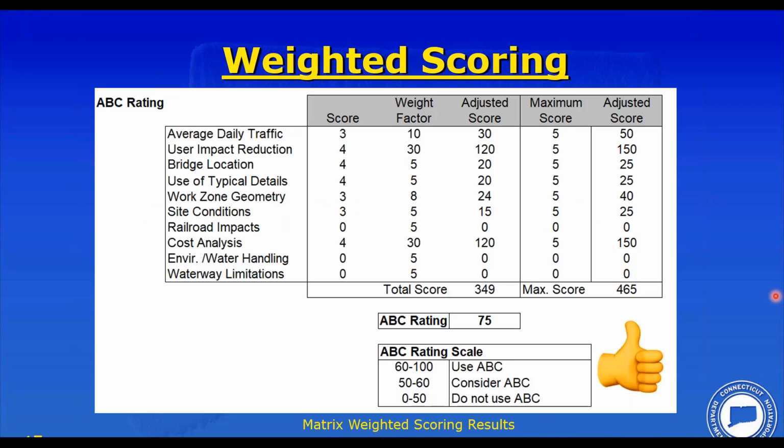And here we go, total score. We go through the weighted factor scoring analysis, and run down all the numbers, and we get an ABC rating of 75, which, as Tim mentioned before, that's a go for ABC.